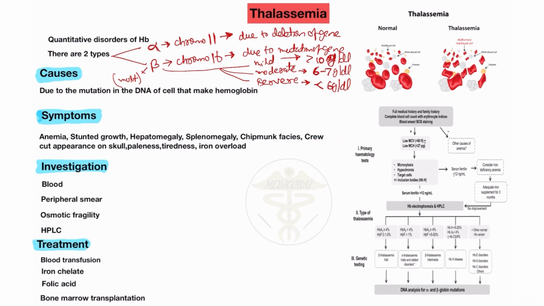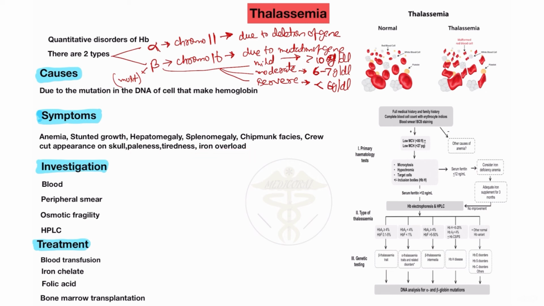And crew cut appearance: when you do a CT scan of the patient, you will see a hair-like appearance on the skull, so it's called crew cut appearance on the skull. This also appears in the patient of thalassemia, so it is one of the most important features of the thalassemia patient. Also painless tiredness occurs in the patient, and iron overload.